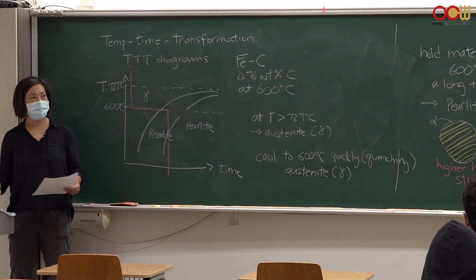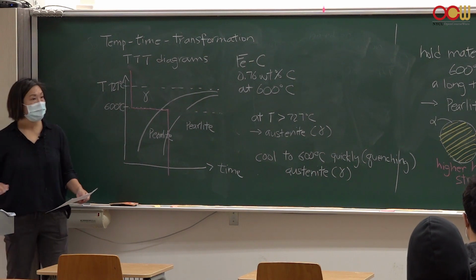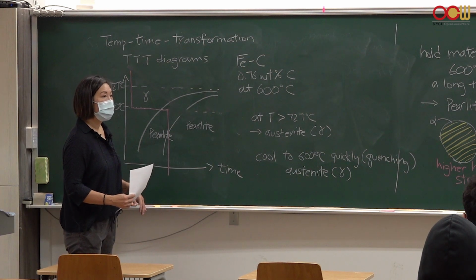Okay. Any questions about TTT diagrams? Yeah. How do you define the boundary between the two parameters?